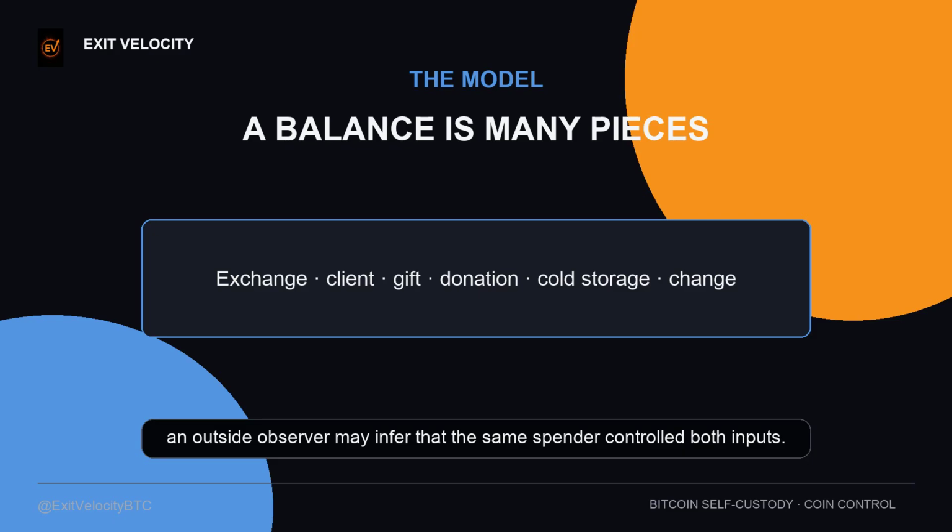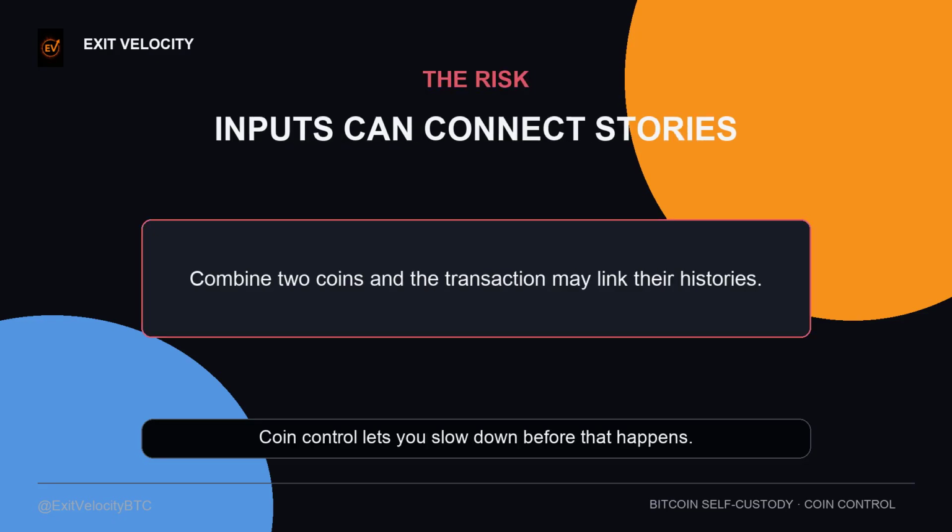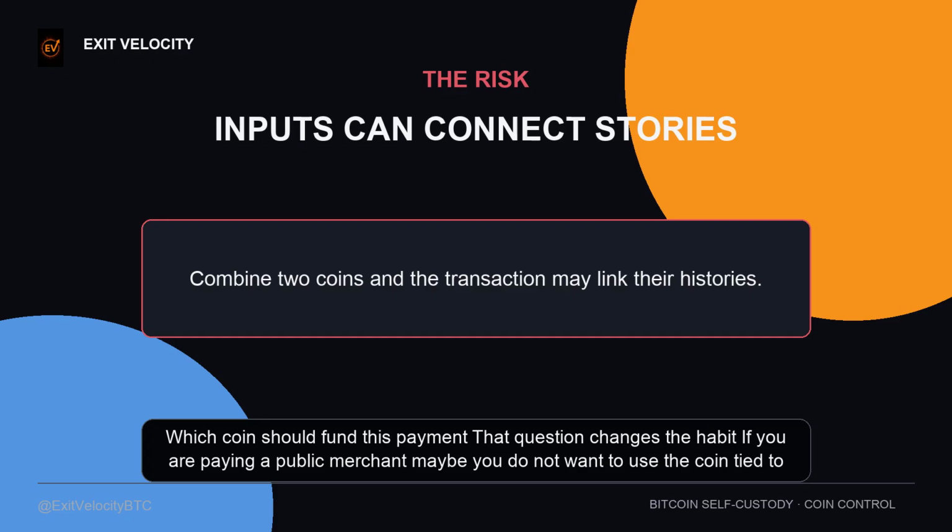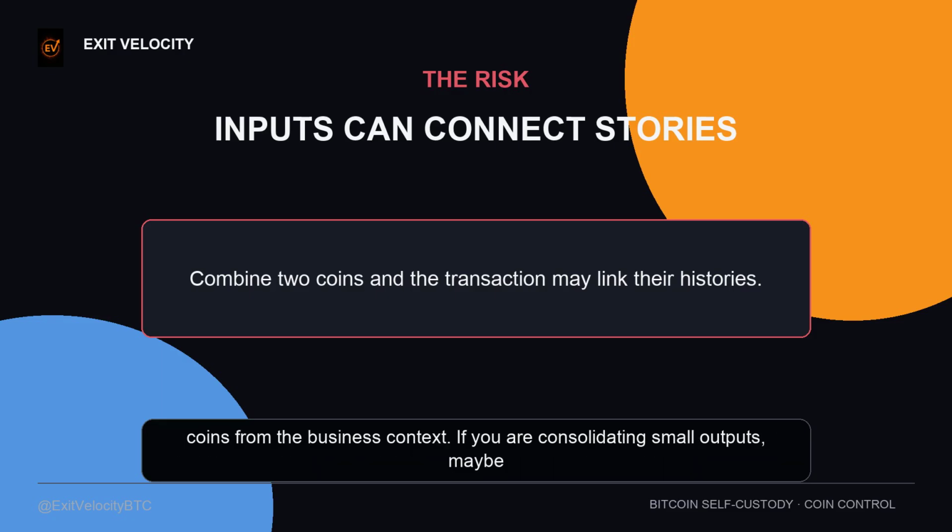Imagine you have 3 coins. One came from a regulated exchange tied to your identity. One came from a public donation address. One came from a personal payment. If your wallet combines 2 of those coins as inputs in one transaction, an outside observer may infer that the same spender controlled both inputs. That is not always catastrophic. It is not the same as losing your coins. It does not reveal your private key, but it can reveal relationships. It can collapse separate contexts into one cluster, and it can make the transaction say more than you intended. That is the privacy story. Coin control lets you slow down before that happens.